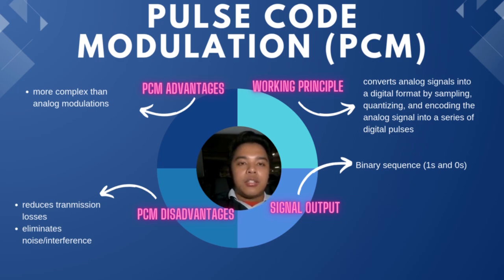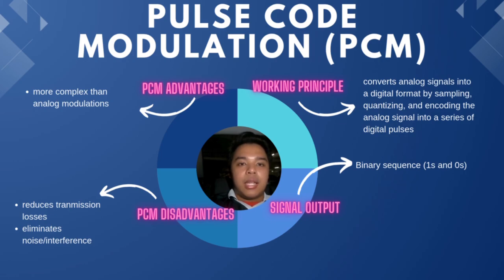Today, I will be discussing pulse code modulation or PCM. PCM is a method used to convert analog signals into digital form. This is done through three main steps: sampling, quantizing, and encoding. The result is a digital signal made up of a binary sequence consisting of ones and zeros.